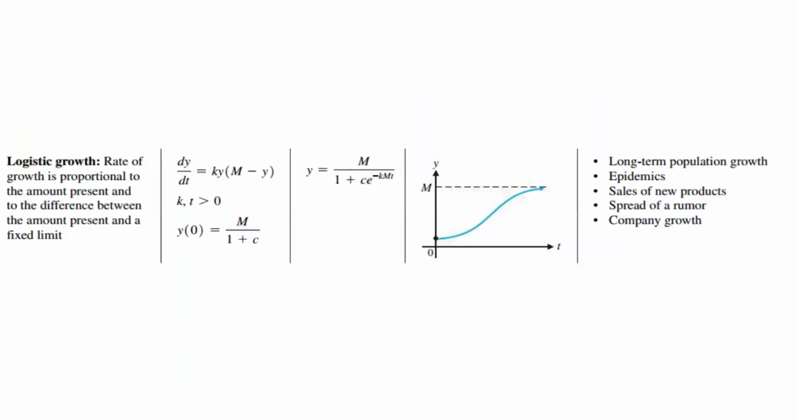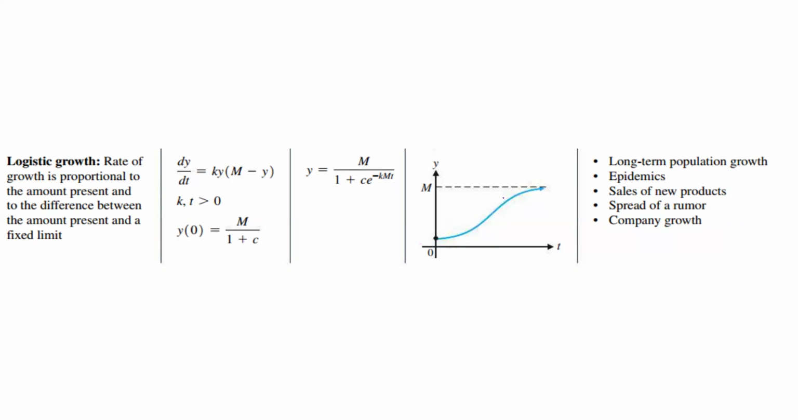Okay. And then the last one is something called logistic growth. And here we have the rate of growth is proportional to the amount present and to the difference between the amount present and a fixed limit. So here, instead of what we had before, we see dy/dt is ky times (m minus y). And so we get this m over 1 plus c. And so our function looks like this, m over 1 plus c e to the minus kmt. And we get this, it starts at some point and then it goes up. And again, it reaches kind of a max, but we have this point of inflection where it's going from concave up to concave down. And here, this is kind of long-term population growth.